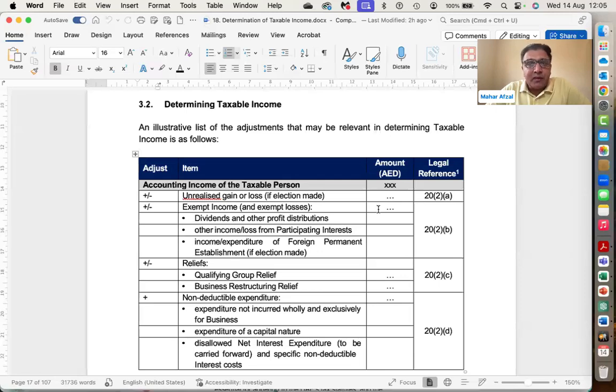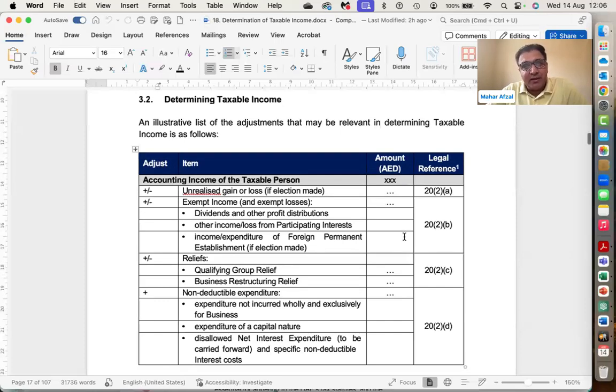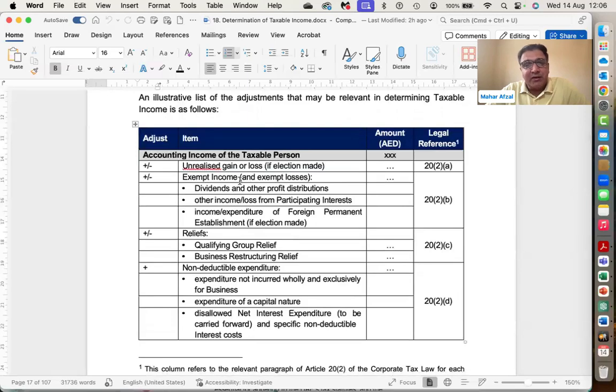So whatever is concluded till now, we need to take the bottom line of our financial statements, the net profit for accounting purposes, and then adjust that profit to arrive at the taxable profit. This template is specifically related to the indirect method of calculating the taxable income. They have taken accounting income, then an unrealized gain or loss adjustment, because there is an option for the taxable person: they can apply the realization basis or the unrealized, basically accrual, basis.